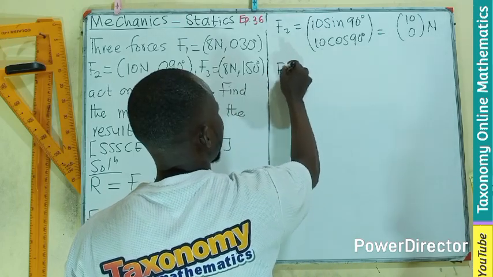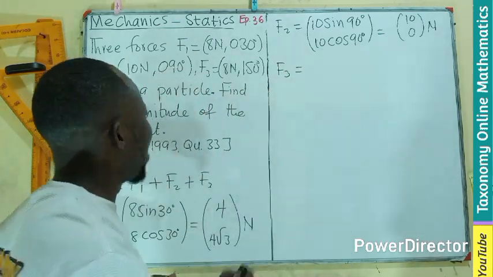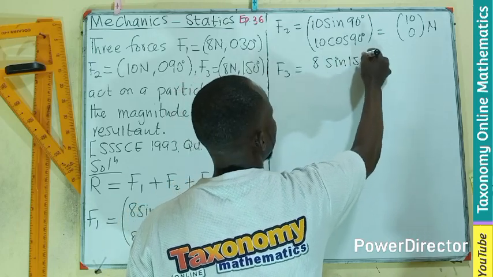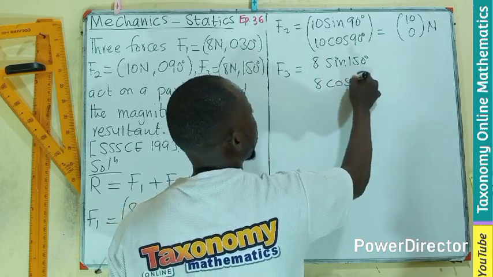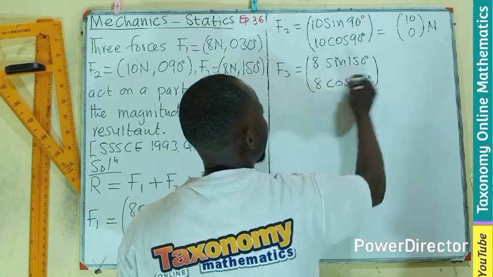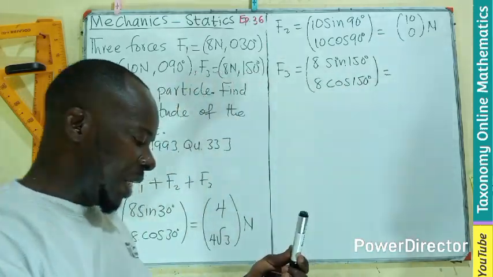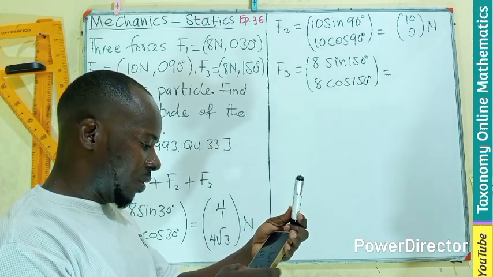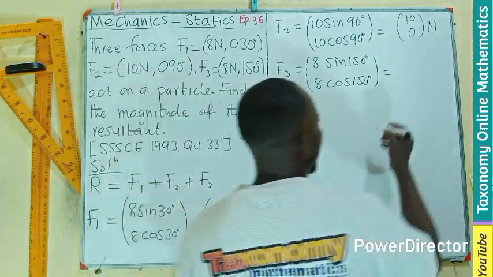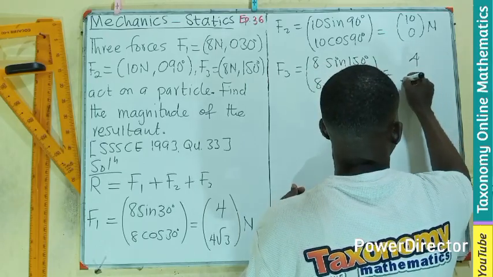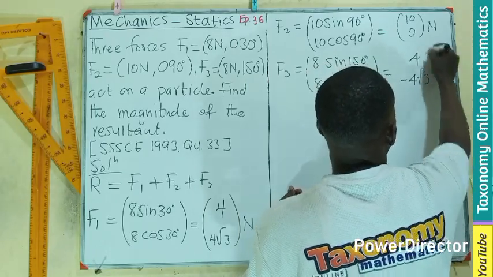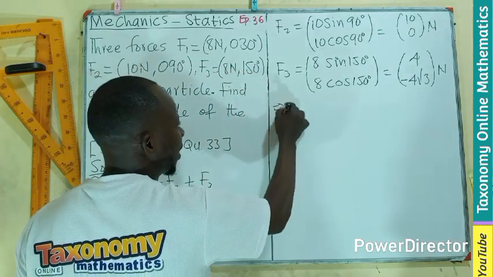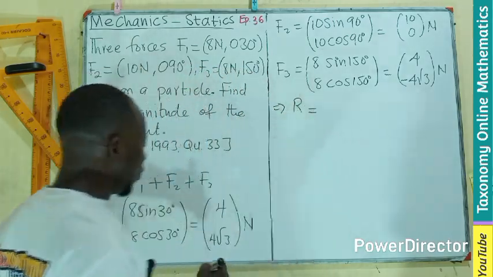Let's go to force number 3, where we have 8 sine 150 degrees, 8 cos 150 degrees. These are all revision of what we have done in the previous episodes. A lot of episodes on that. So this also gave us 4, and by here, negative 4 root 3, in Newton.